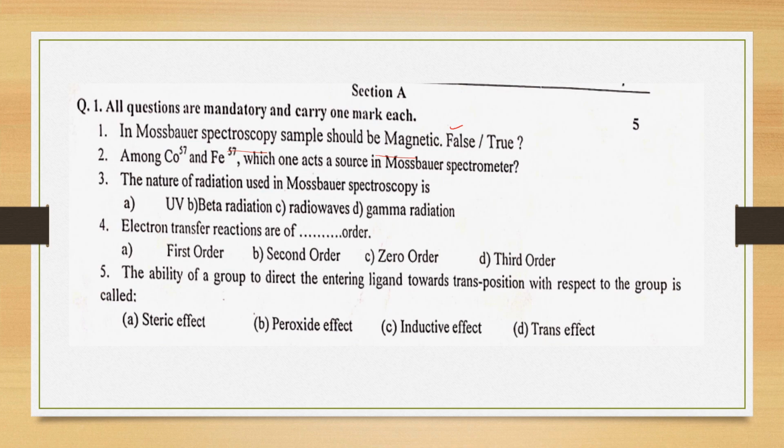So the sample can be magnetic or non-magnetic, paramagnetic, whatever. It can have any property, it just needs to contain metal ions and give a MOSFET spectrum. So this is the thing, but magnetism is not a criteria for the analysis in MOSFET spectroscopy. So its answer is false.